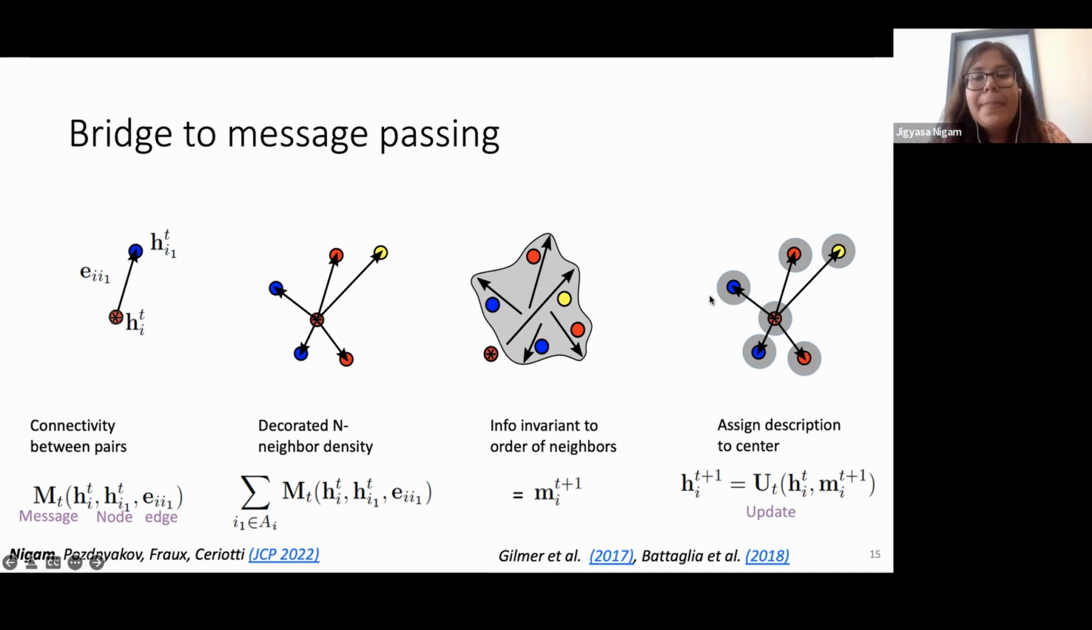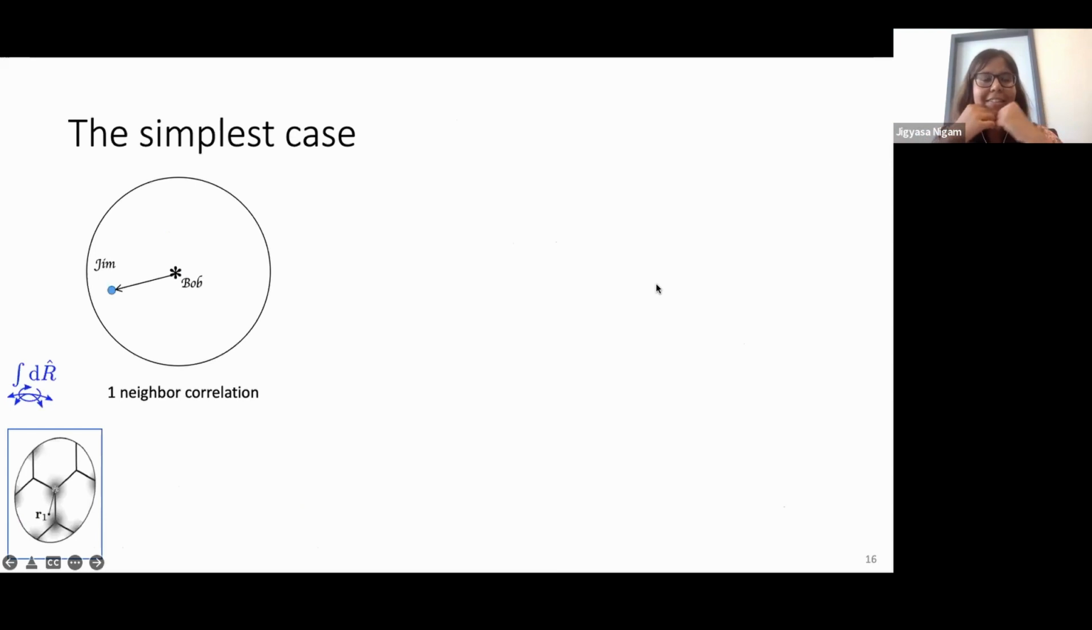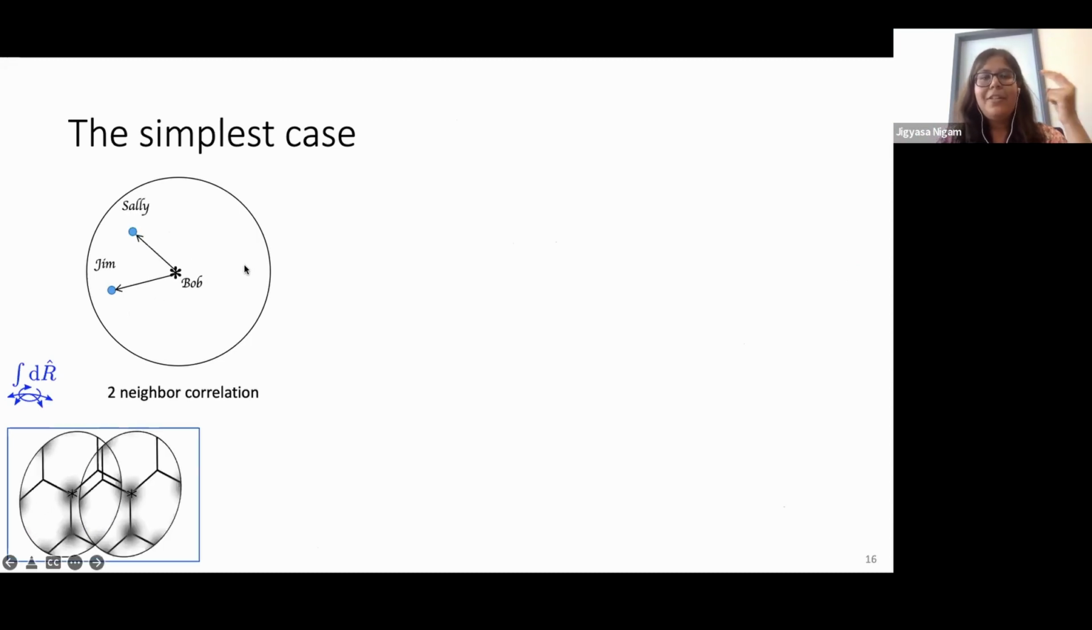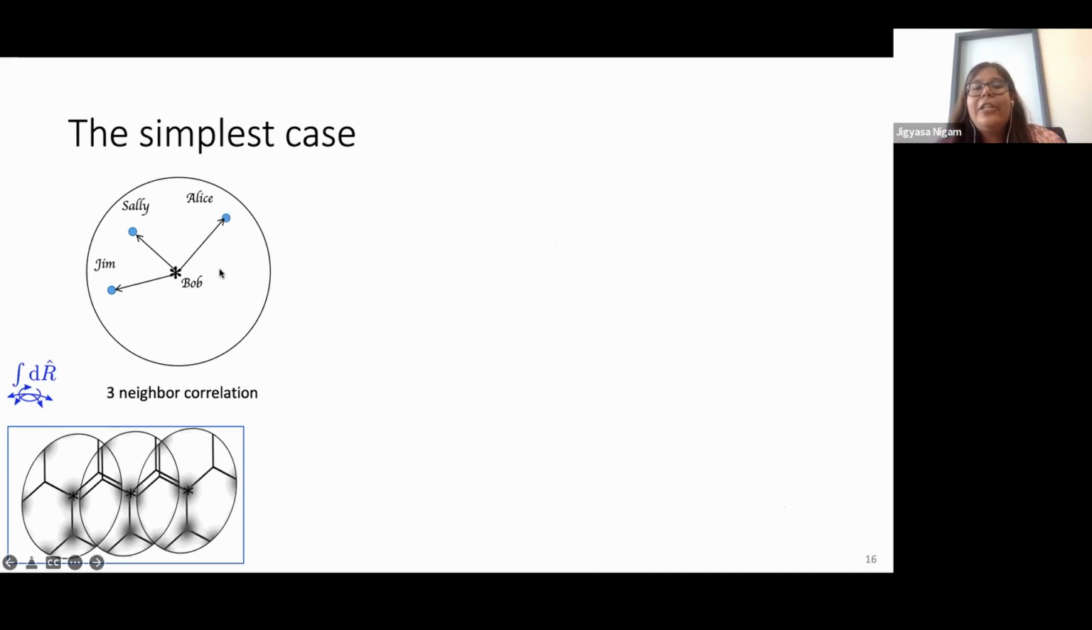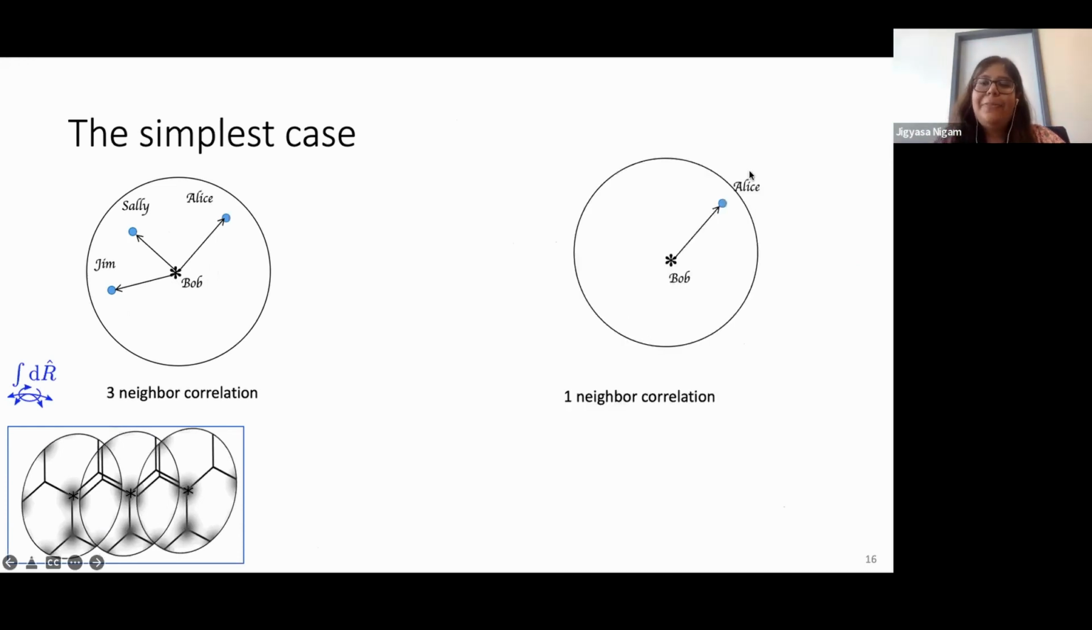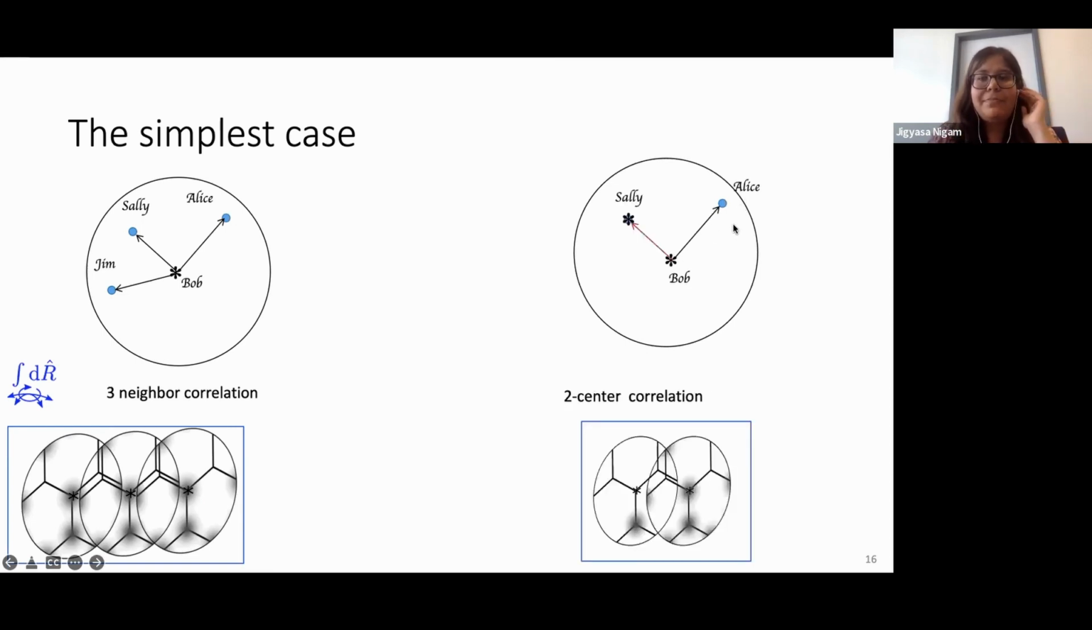So what it basically does, you collect information from everything that happens around you and you use it to update your own information. And so again, to illustrate the difference between all the ACDC schemes I've been talking to you about so far, we have seen one neighbor correlations where we are considering Bob's interaction with one person at a time. Then we looked at two neighbor correlations where we now look at Bob's interaction with two of his neighbors and so on. Now, the equivalent scheme in terms of message passing would be, again, we start with one neighbor correlation on Bob. So we have Bob and one of his neighbors. Then we choose a special center, Sally, to now describe a two-center correlation.